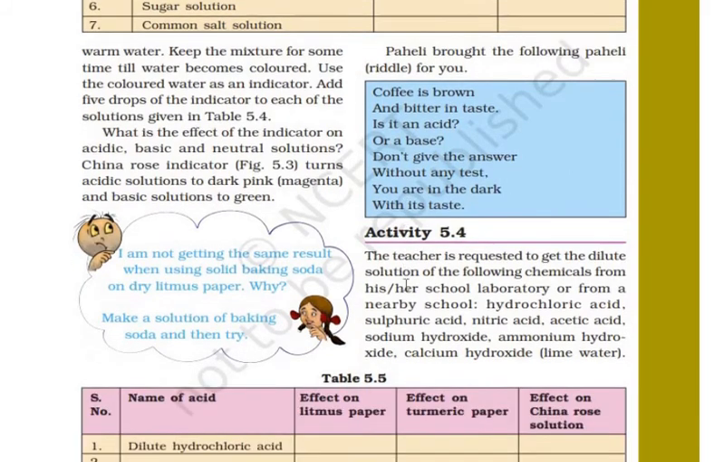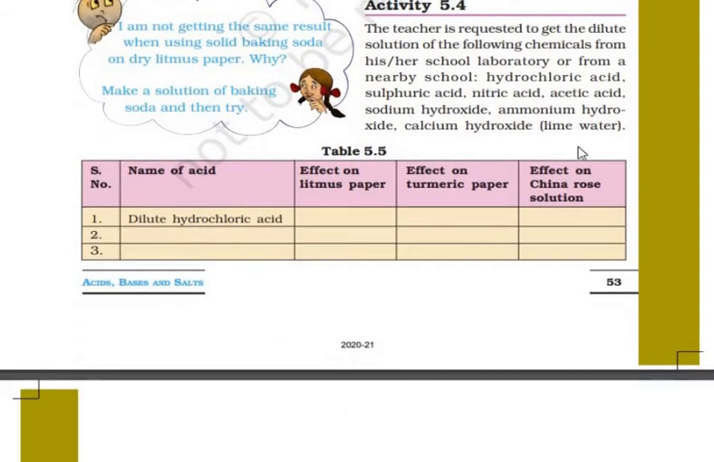Okay. So activity 5.4. The teacher is requested to get the dilute solution of the following chemicals from his or her school laboratory or from a nearby school: hydrochloric acid, sulfuric acid, nitric acid, acetic acid, sodium hydroxide, ammonium hydroxide, calcium hydroxide, lime water. Okay, calcium hydroxide is lime water.